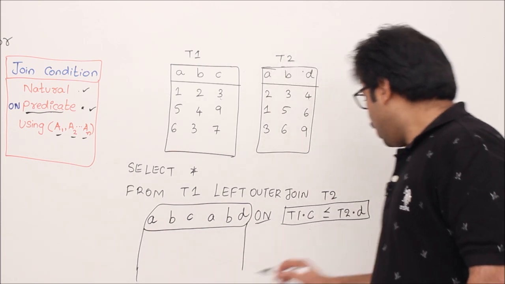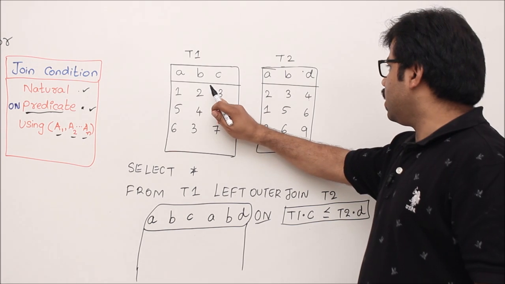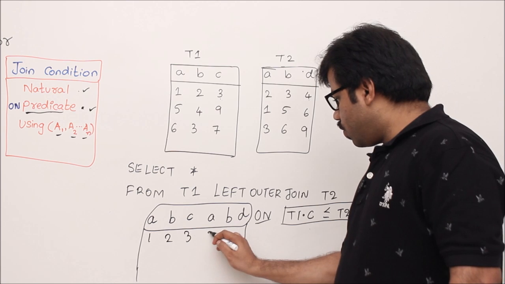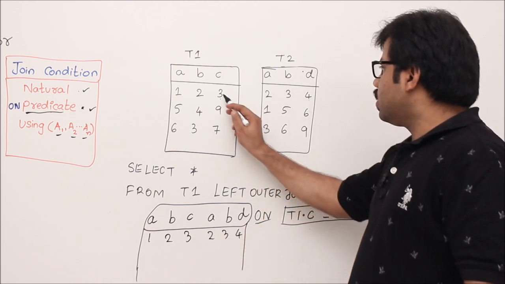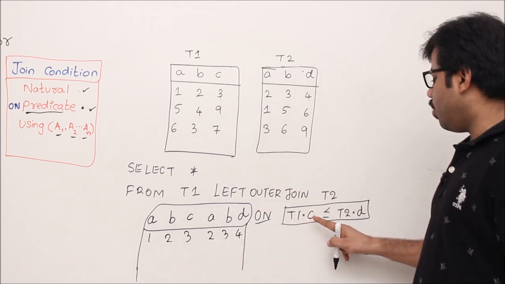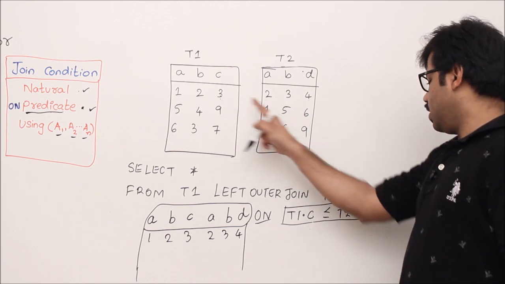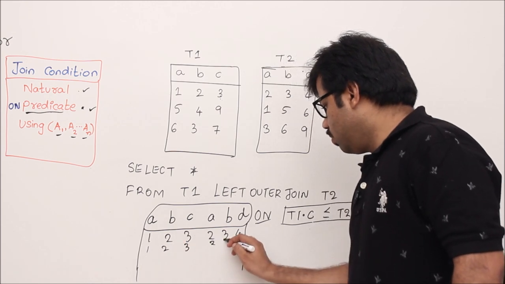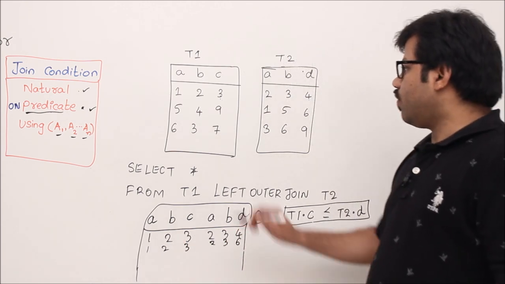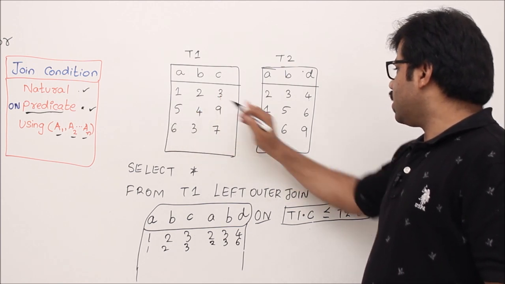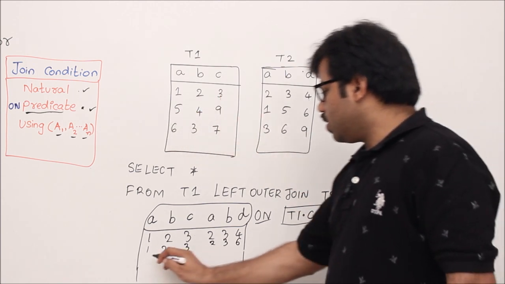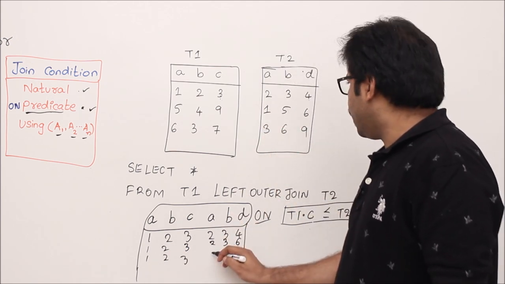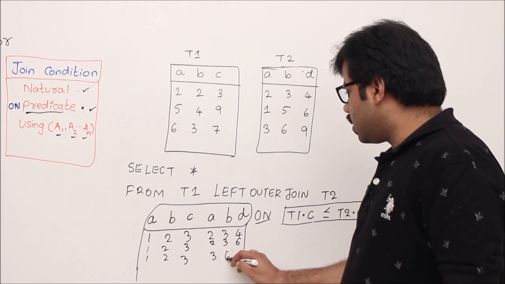First, T1.C less than or equal to T2.D, yes. So here C and D, 3 less than or equal to 4. Then the output is 1, 2, 3, 2, 3, 4. Now second combination. 3 versus C. Always we have to compare C and D. 3 versus 6. 3 less than or equal to 6. Correct. Then 1, 2, 3, 2, 3, 6 will be printed. Then after that, see here. 3 versus 9. 3 less than or equal to 9. Correct. So 1, 2, 3, this 3, 6, 9 will be printed. Okay. So it is 3, 6, 9.